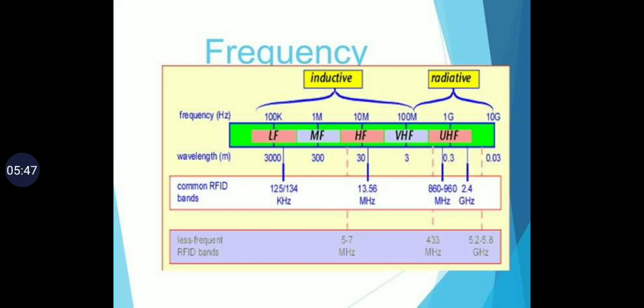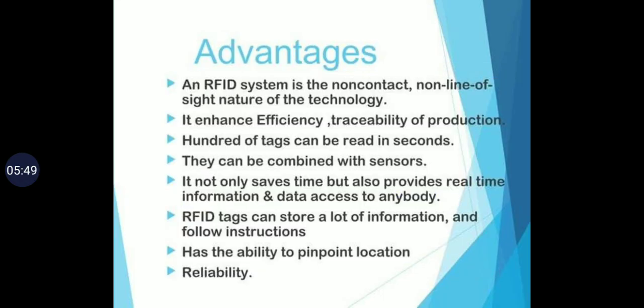And this is the frequency range again. And the advantages of RFID are, so it is non-contact. So no contact is needed between the reader and the tag, and no line of sight is also needed in this technology. It enhances efficiency and trackability of the production. Hundreds of tags can be read in seconds. So within seconds we can read many tags at a time, and they can be combined with sensors also. It not only saves time but also provides real-time information and access to anybody.